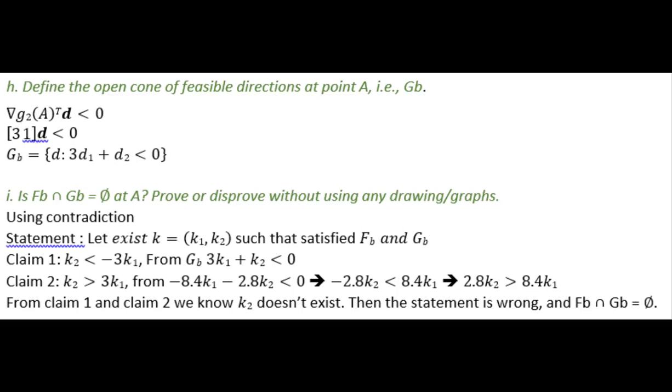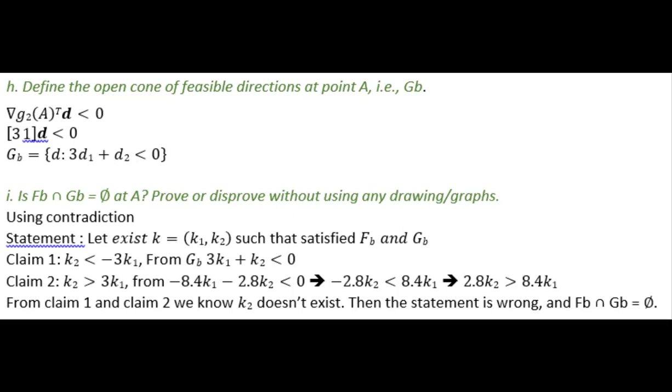Now the question is: is F0 intersection G0 empty at A? So for that we also need to write F0. The condition for F0 is the gradient of the objective function transpose D. You want the cone of improving directions to have an angle more than 90 degrees, or dot product strictly less than 0. Now if you take the gradient, we found minus 8.4 and minus 2.8. So if you write that, it will be like this: minus 8.4.